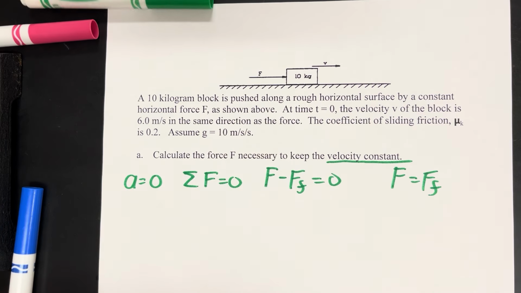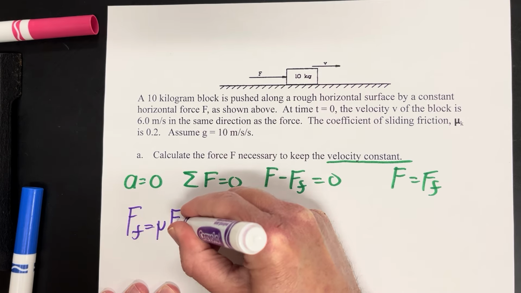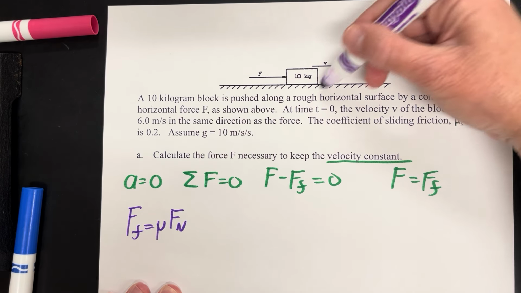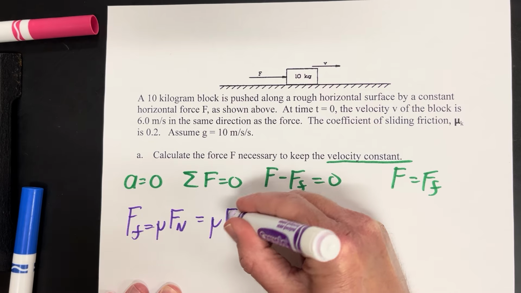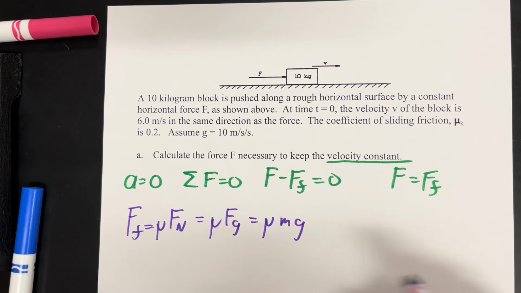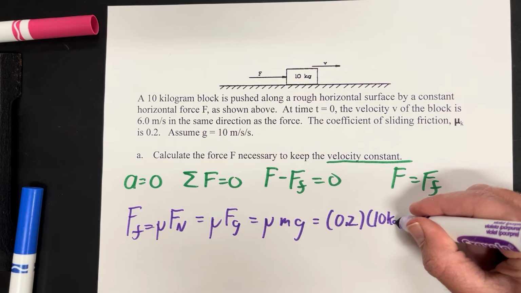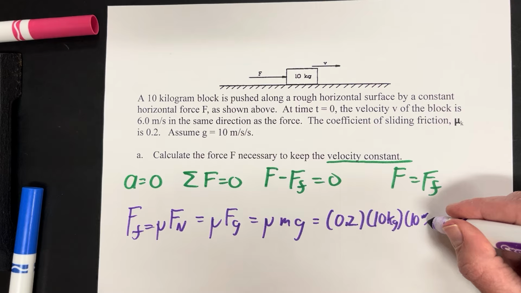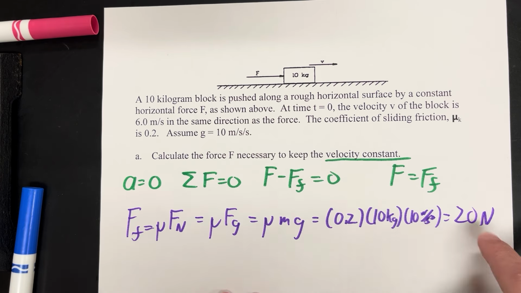So all we have to do is calculate the force of friction. Force of friction is mu times normal force. In a nice case like this, where we're just sitting on a level surface with nothing pressing down or up, the normal force will be equal to the weight. So friction is mu times mass times gravity. Let's plug that in. We got 0.2 for mu, mass is 10 kilograms, gravity is 10 meters per second squared, and we wind up with 20 newtons of friction force, and therefore 20 newtons that we have to push with to keep it moving at that constant speed.